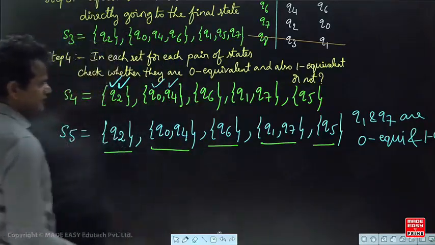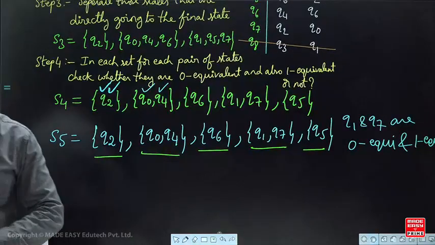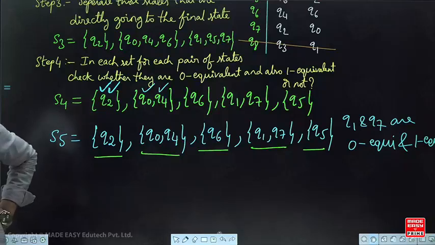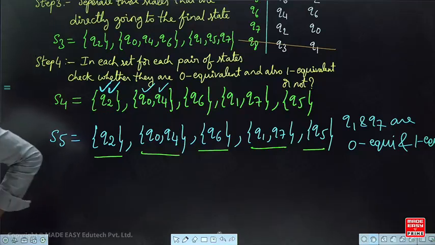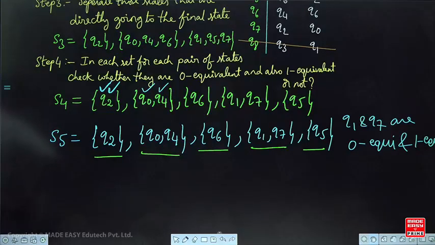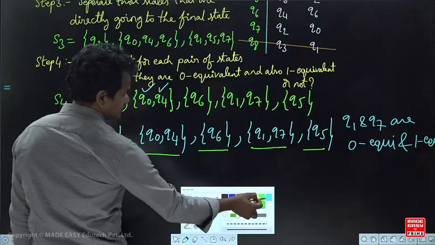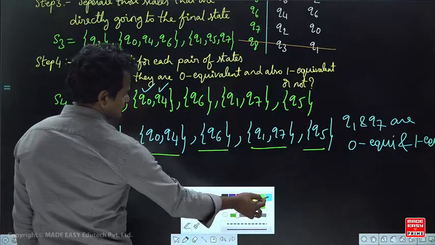So copy this one. We have 5 states. Yes, S4 only minimized. S4 equal to S5. Okay, copied. Make it fast. So S4, S5 are equal. Then whenever equal, we stop. Now guys, I will go for the reconstruction of the machine.